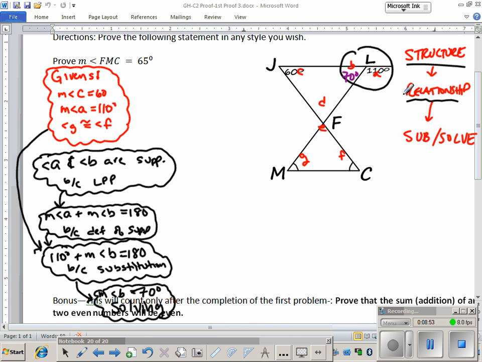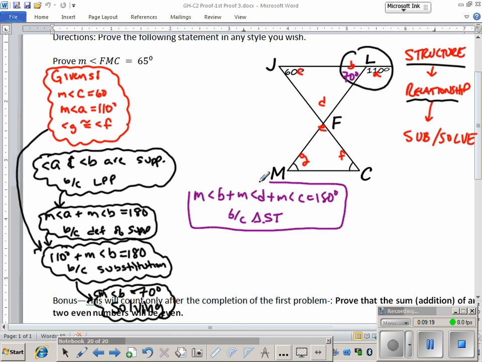So I know that the measurement of angle B plus the measurement of angle D plus the measurement of angle C is 180 degrees, and that's because of the triangle sum theorem. In other words, the relationship in this case is that there is a triangle, and those angles add to 180 degrees. Again, the idea came from nowhere except the diagram, so I don't need to do any kind of special noting there. But what happens next?